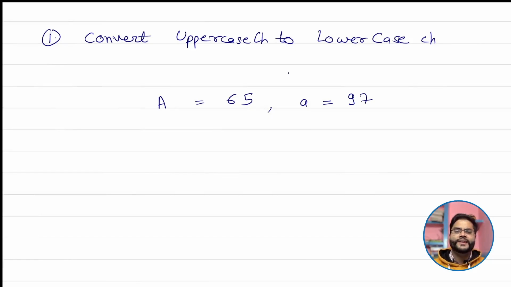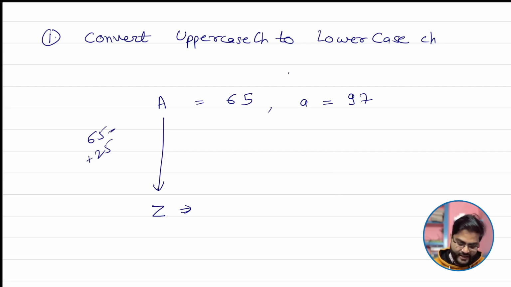Now, if you want to find the value of other characters, you can find. So if you want to find the ASCII value of capital Z, you can add 65 plus 25. Why? Because we are including this also. So this will be nothing but 90. So the ASCII value of capital Z will be 90.